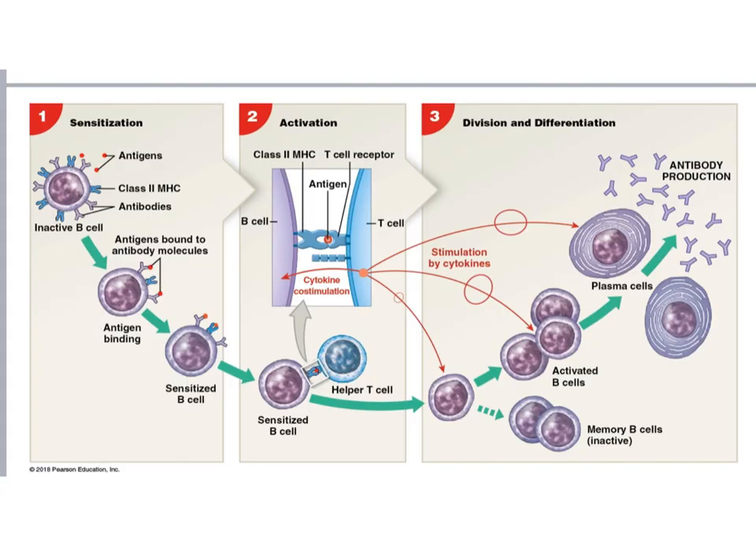So here's a picture just kind of explaining that. Once the B cell encounters antigens, it becomes sensitized. Once that sensitized B cell encounters a helper T cell, it becomes activated. And once it's activated, it either becomes memory cells or it becomes plasma cells. And we see again that cytokines are involved in all of this as well. So here we can kind of see an interaction between the innate immune system and the adaptive immune system.